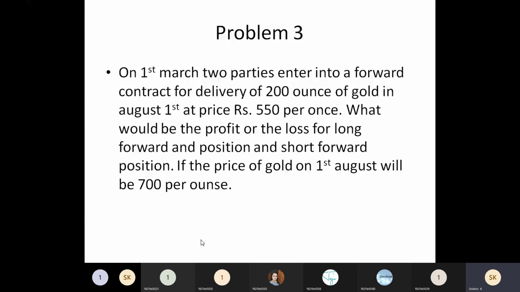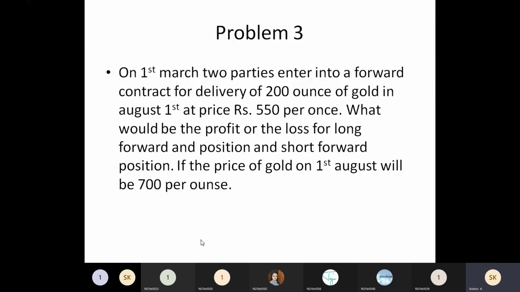The condition is given here that the price of gold on 1st August will be 700 per ounce. So this is the question. You have the formulas with you, no? Forward position, long forward position and short forward position, how are we going to calculate? In the previous second problem, we took the formula. The same formula you are going to use here.